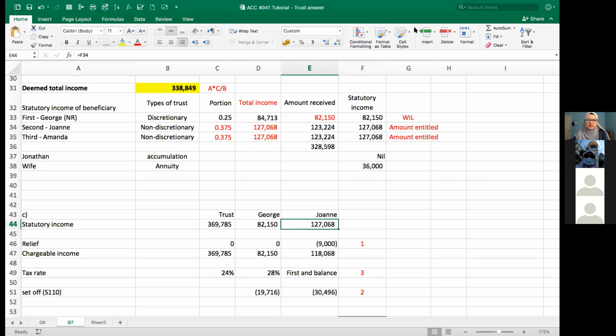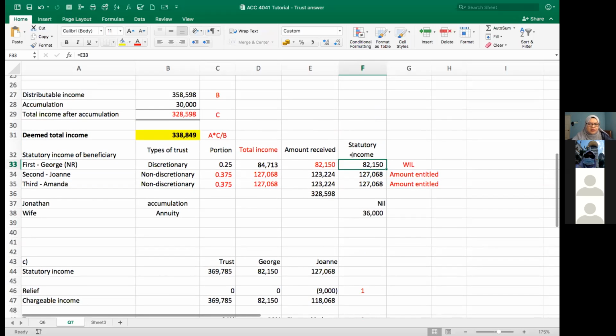Okay, John. Your set off, why 369? No, the set off, let me compare again. 82,150 times 0.22, 1971. Okay, the set off, you already know, you won't take it like that, because you will take your statutory income that you decided above. Statutory income of George is 82,150. We get that? Because the statutory income here is based on deemed income, not total income.